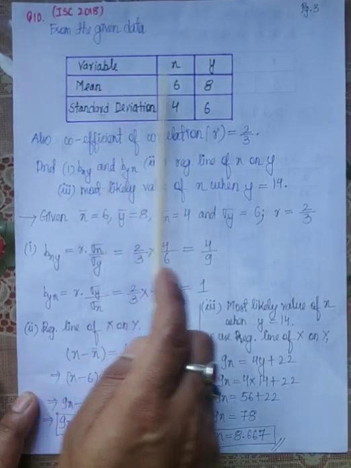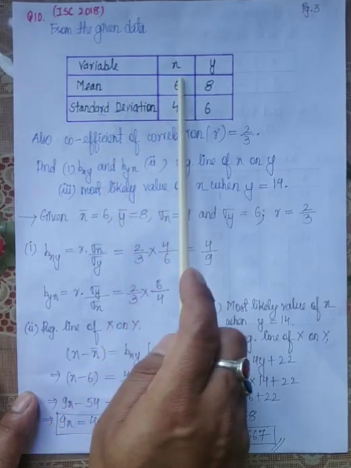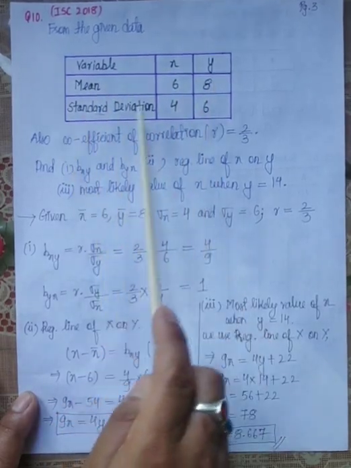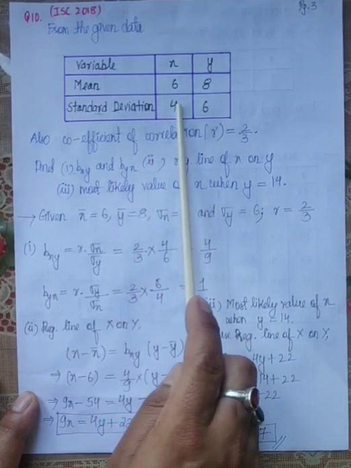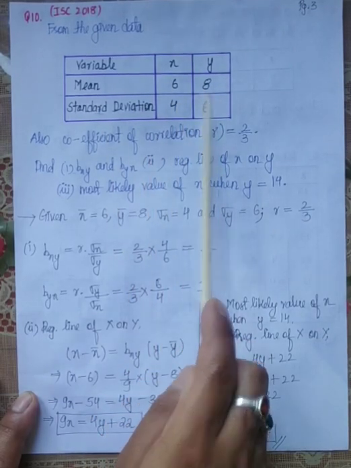Now mean, see, this is the value for x bar. Mean means x bar and y bar is 8. So x bar is 6, y bar is 8. Standard deviation means sigma x. Sigma x is 4, sigma y is 6.